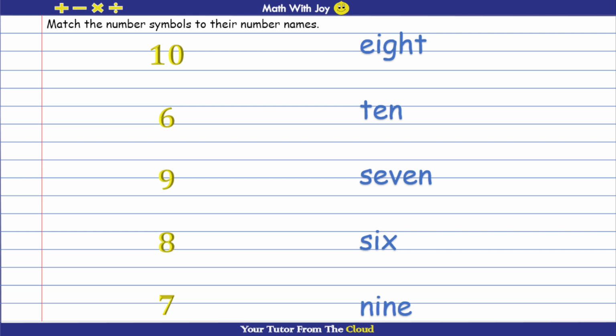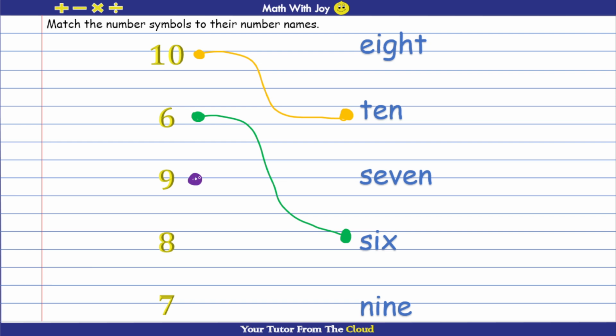Again, you can just pause the video, try this out, and then resume the video to see the answers. So this is the symbol 10. So the word that says 10 will be this one. It says 10. Right. And then again, this is 6. And the word that goes with 6 will be S-I-X. 6. Well done.